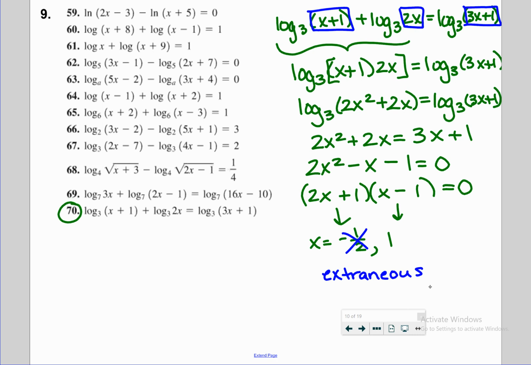Yeah, okay, so we're not crossing out negative a half because it's a negative number. We're allowed to have negative solutions, but we're not allowed to, when we plug it back in, have a negative inside our log. Okay, so that's what your test is over tomorrow.